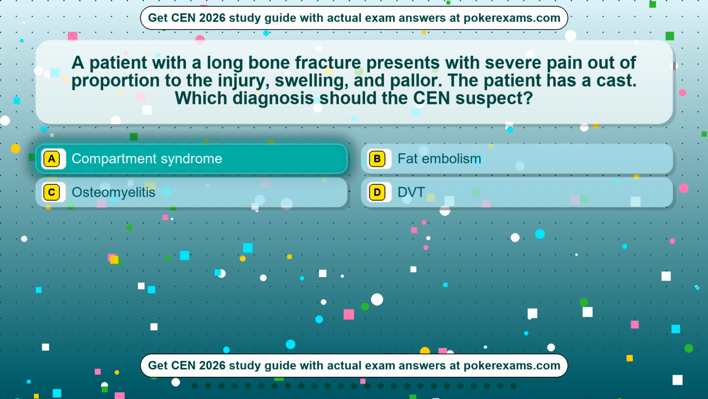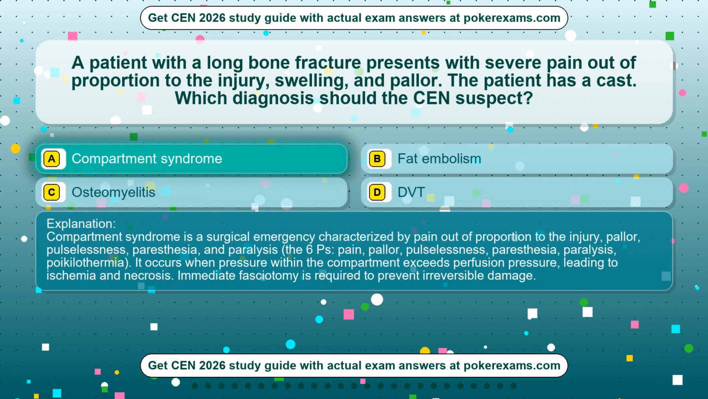Compartment syndrome. Compartment syndrome is a surgical emergency characterized by pain out of proportion to the injury, pallor, pulselessness, paresthesia, and paralysis. The 6 Ps: pain, pallor, pulselessness, paresthesia, paralysis, poikilothermia. It occurs when pressure within the compartment exceeds perfusion pressure, leading to ischemia and necrosis. Immediate fasciotomy is required to prevent irreversible damage.